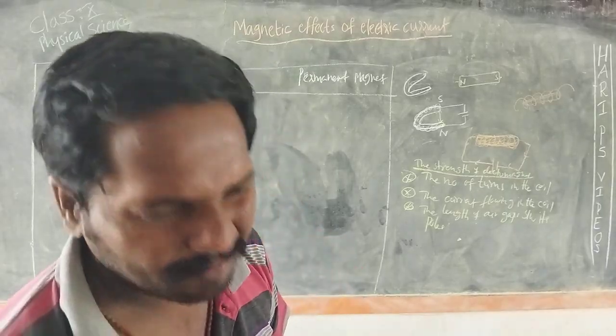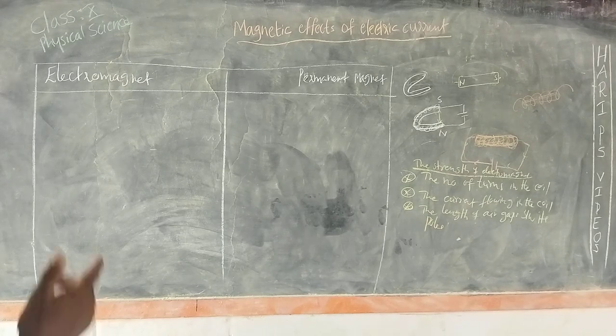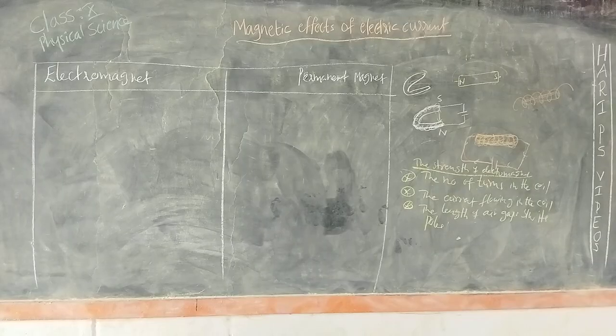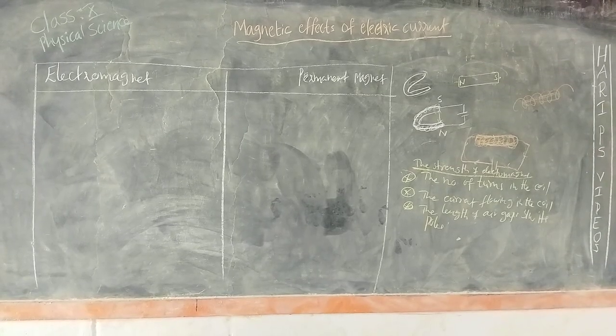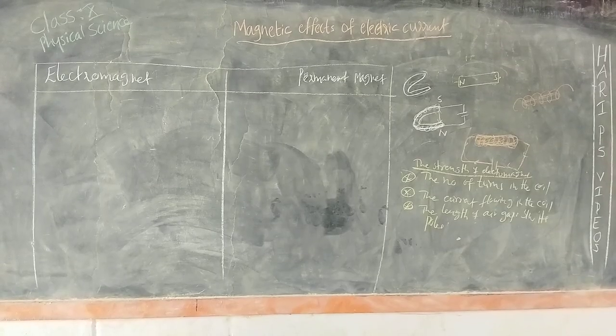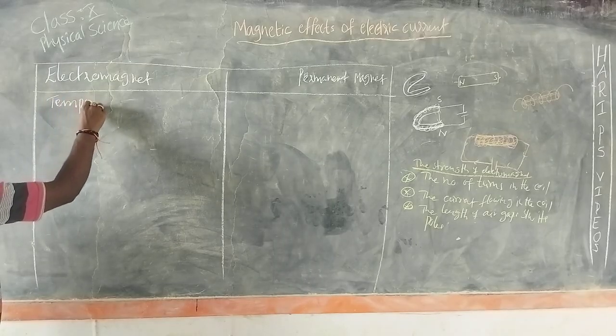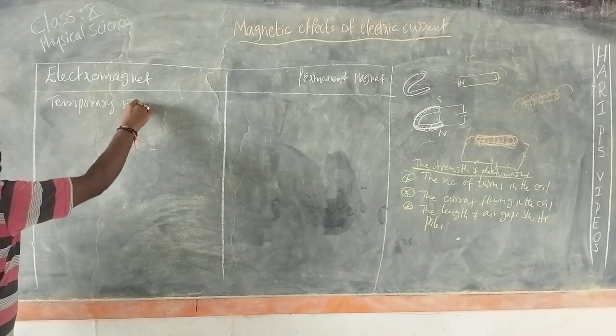So finally, it is a little topic only, easy to understand. That's why I did not explain much about electromagnets. But let us know the differences between a bar magnet or a permanent magnet and an electromagnet. So an electromagnet is a temporary magnet.